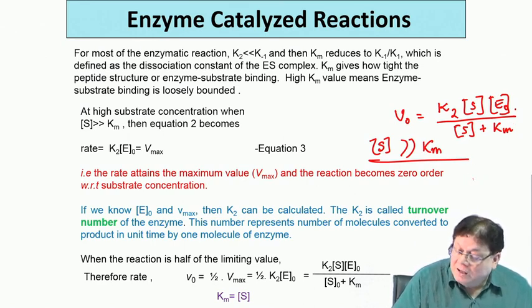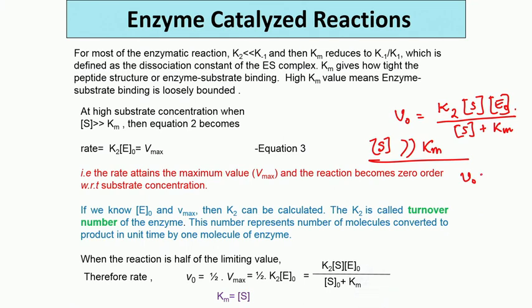If you do that, you will see that V0 is becoming equal to K2 into E0, and that is what is called the Vmax, the maximum velocity that you can get if you keep the enzyme concentration constant. So, this is Vmax.